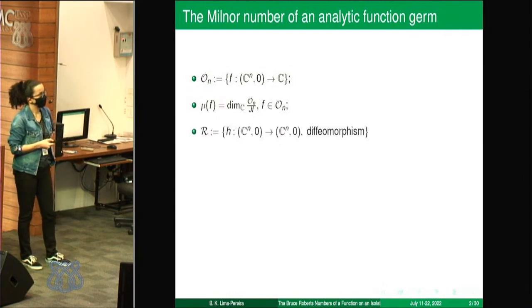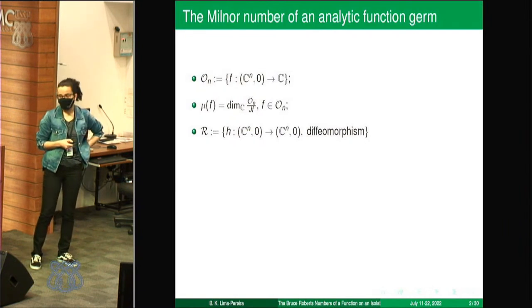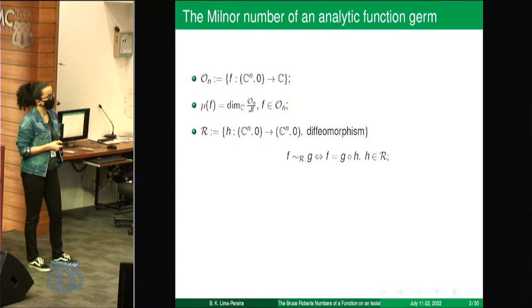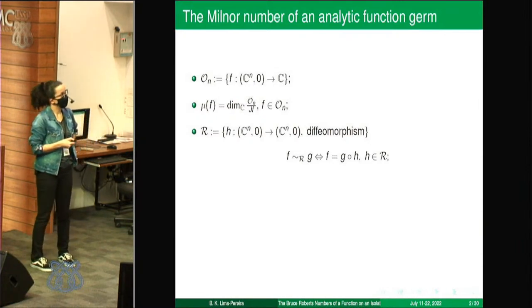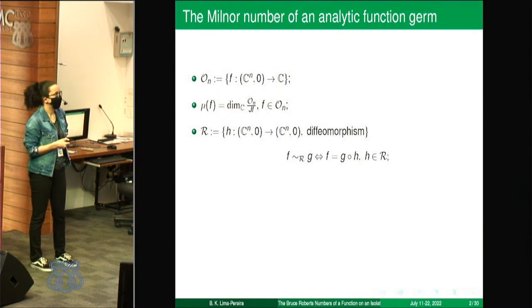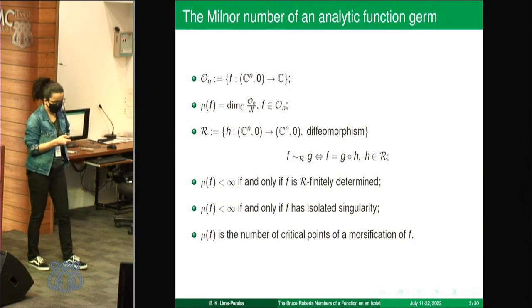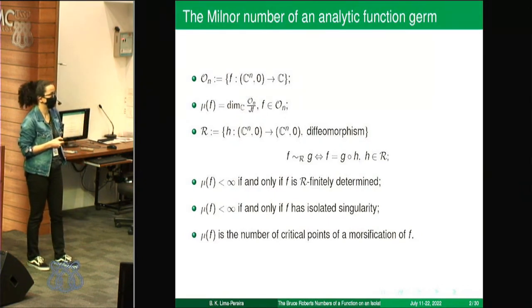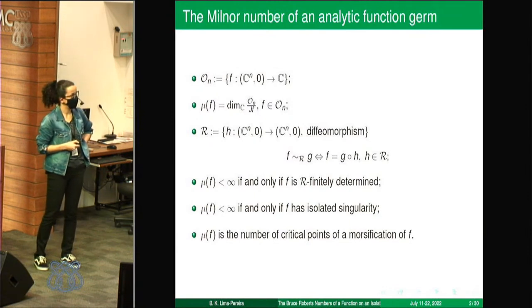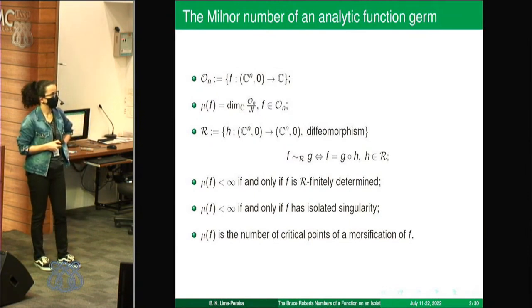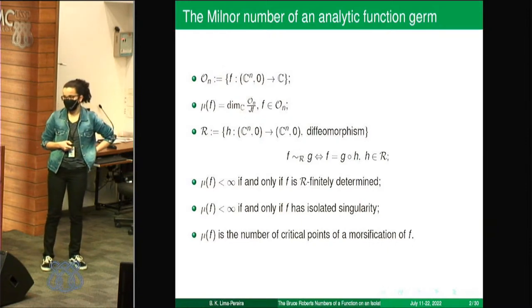The R group is the group of diffeomorphisms in C^n, and with this group, we have an equivalence relation in O_n. So two function germs, f and g, are equivalent when there exists an element in R satisfying this condition. And we know the Milnor number of a function germ f is finite if and only if f is R-finitely determined, and if and only if f has an isolated singularity, and the Milnor number of f is the number of the critical points of a morsification of f.